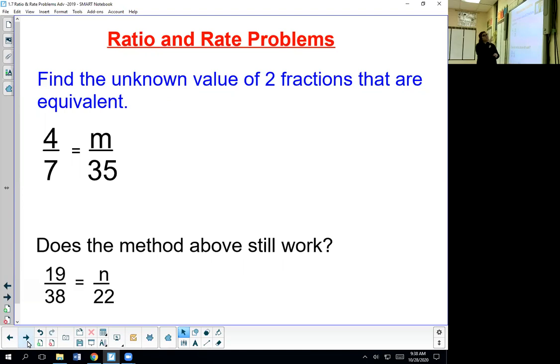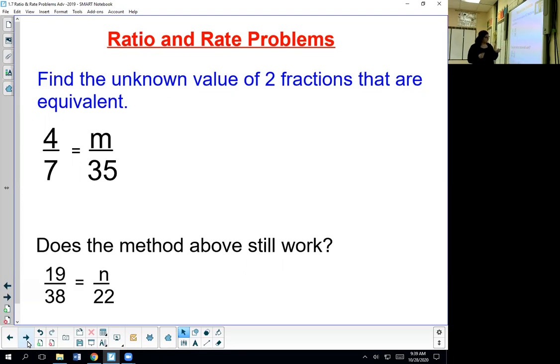So when you write a ratio and rate problem, you're looking to find the unknown value of two fractions that are equivalent. So a proportion is really a ratio equivalent to another ratio. So I'm telling you that these are equivalent, okay? So how do you solve this?